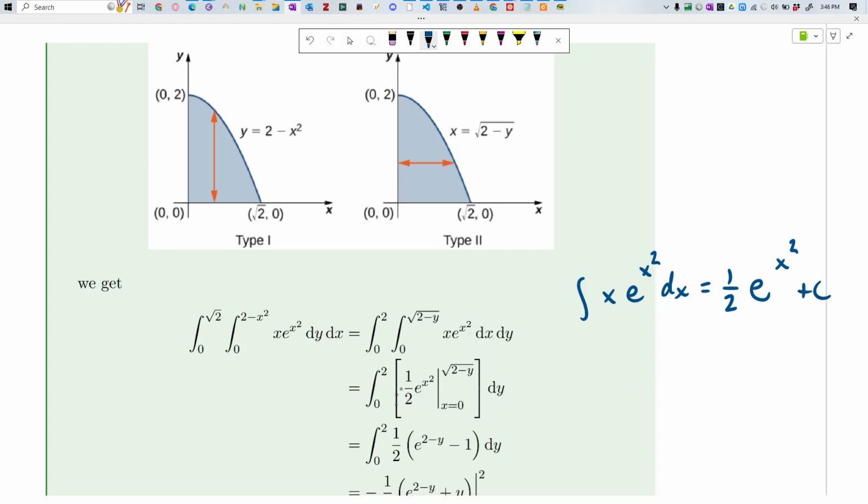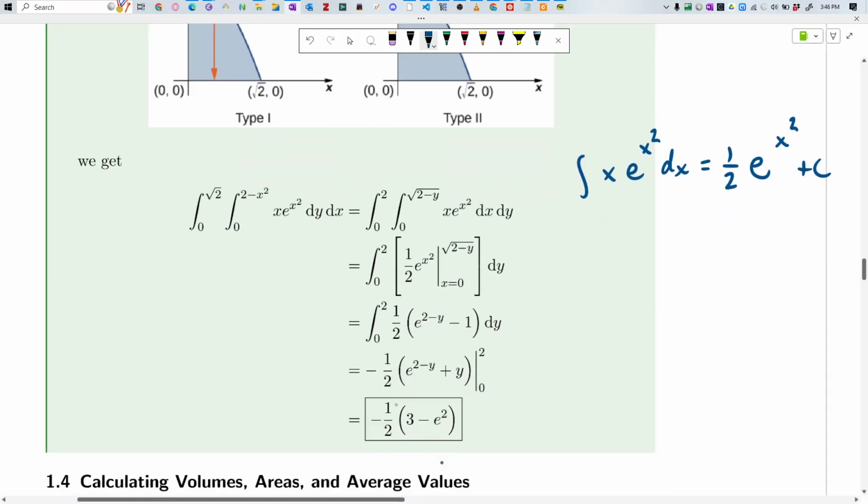That is the integral. And so with this definite integral, we would evaluate x from 0 to root 2 minus y. Okay. Doing that evaluation gives you this. And then you can proceed to integrate with respect to y. The negative shows up because there's a negative that comes from the integration of the exponential function. And then I just end up absorbing the minus from this term.